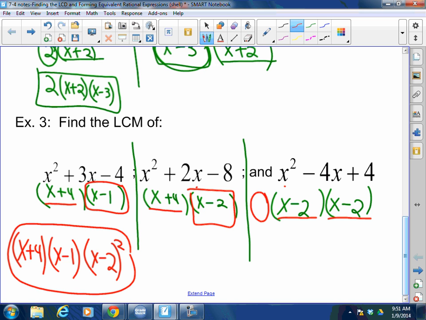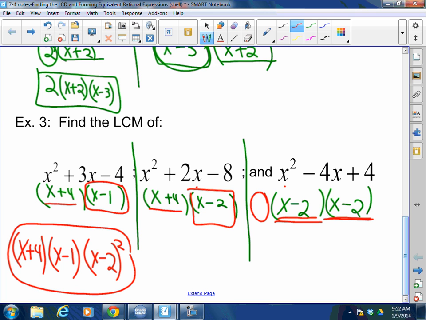Why would it be x minus 2 squared? How many x minus 2's do I have here? 2. And don't I always go to the highest power of the common ones?